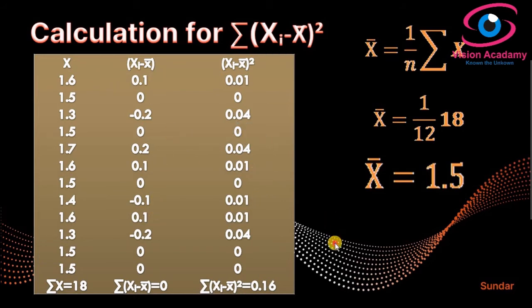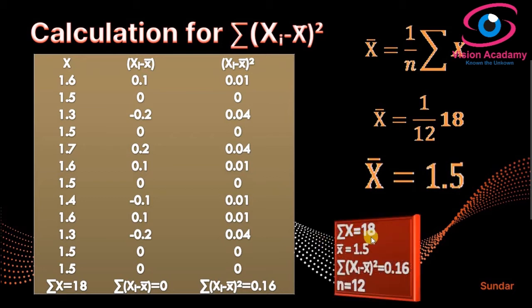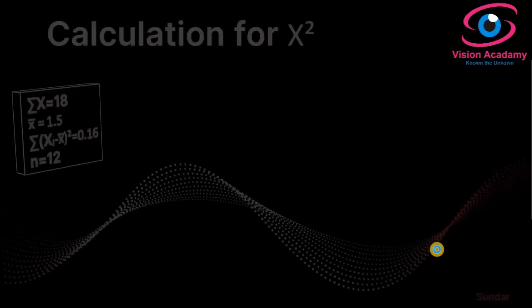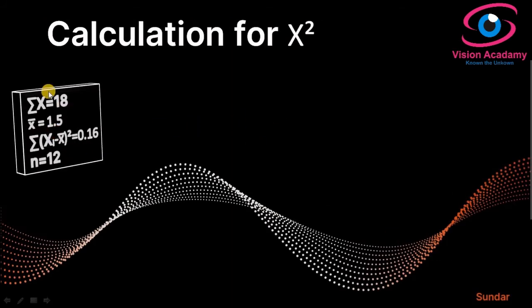So after making all this, we have the values with us: summation x is 18 and x bar is 1.5 here. Summation xi minus x bar whole square, when you take the summation of this, is 0.16, and the number of samples in this case is 12. So when we obtain this numerator portion, we can apply it to the formula. Same values that I have obtained from the calculation, I have pasted here.